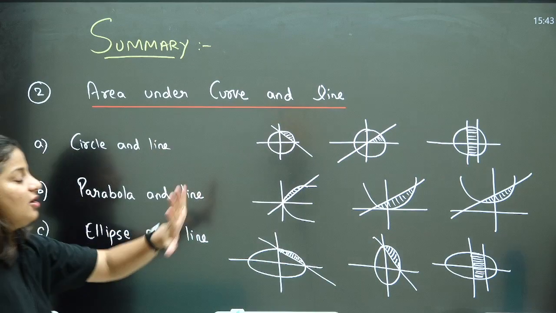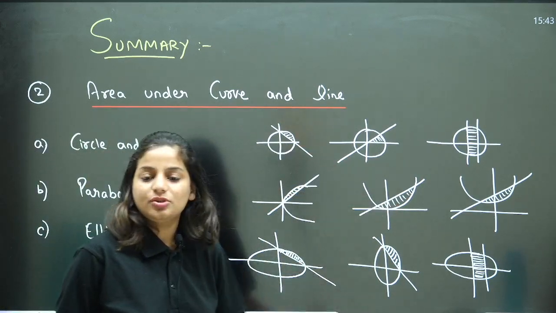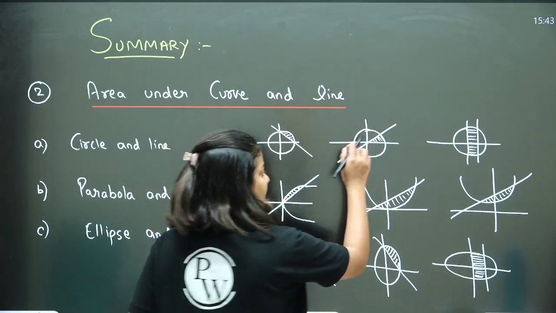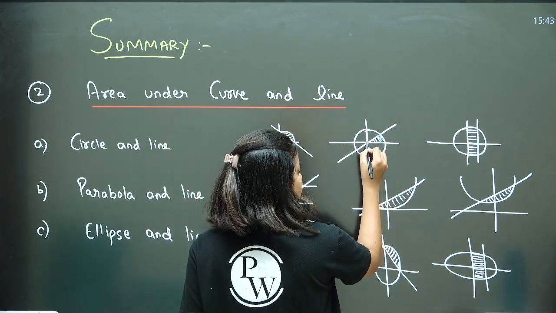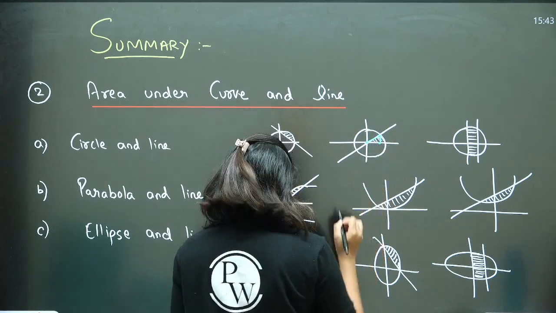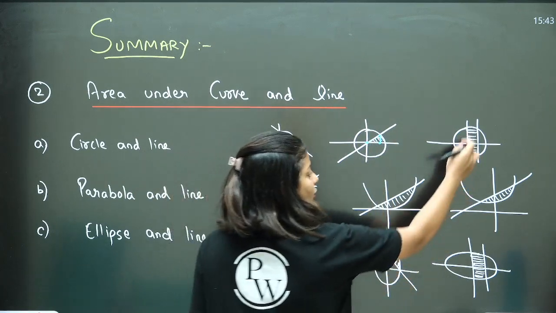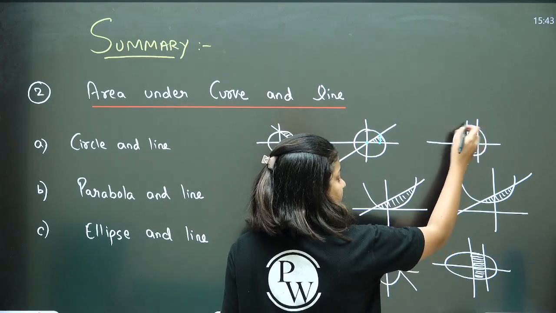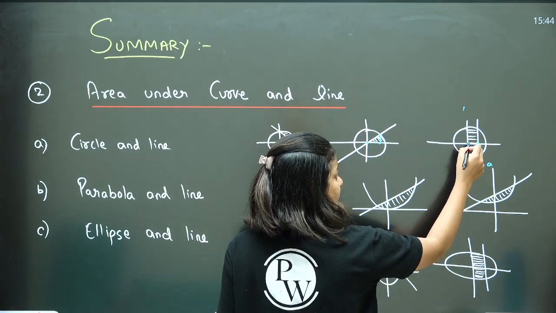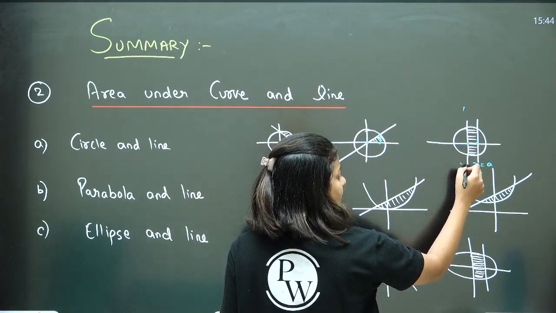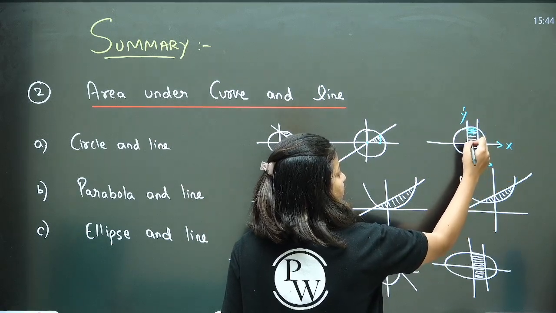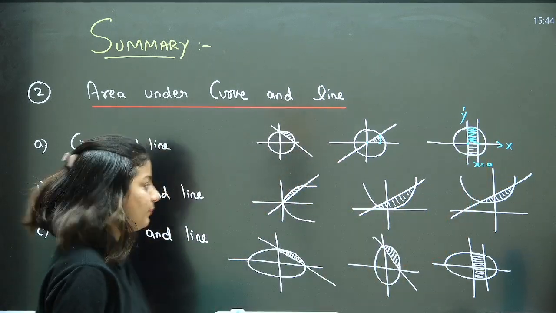Then area under a curve and a line. These are the types of questions which can be expected. Circle and a line. It can be like this, circle and a line. A similar question we did. Do you remember? From here to here we break, area under the line, and then from here to here area under the circle. Or they can ask a circle and this line. This is some line x equal to a. This is your y-axis, x-axis. So you find one region, multiply by 2.